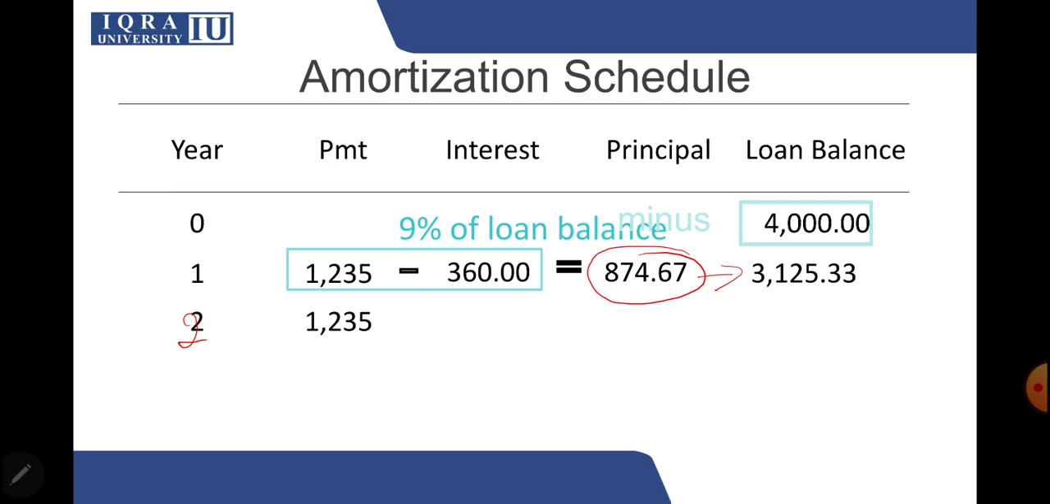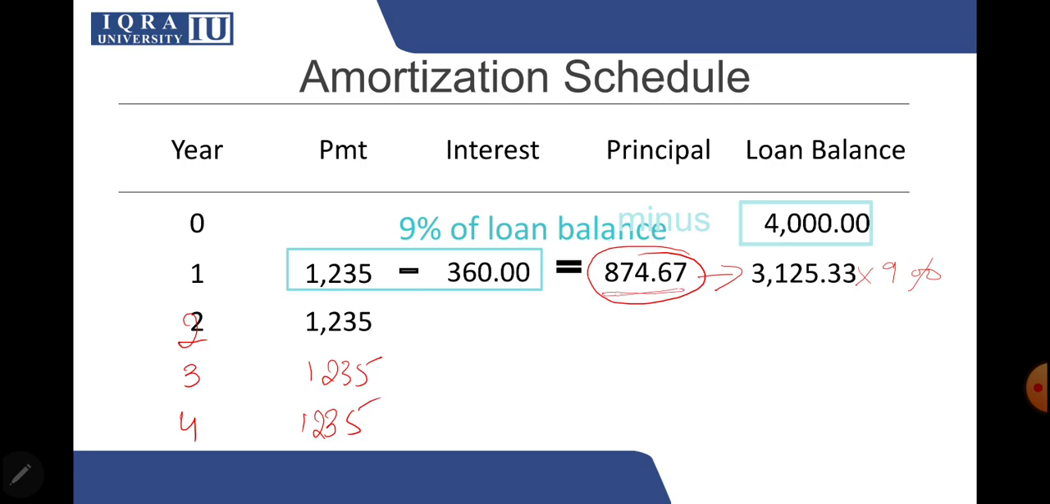So in the second year also you will have a PMT of 1235. Even in the third year your PMT is not going to change. Even in the fourth year your PMT is going to remain the same. But now what's going to happen is this interest. Before you paid on 4,000 because your loan was 4,000, but now your loan has reduced to 3125. So the interest is going to be paid at this 3125 now. It's no longer going to be paid at this 4,000 because you have already paid 875.